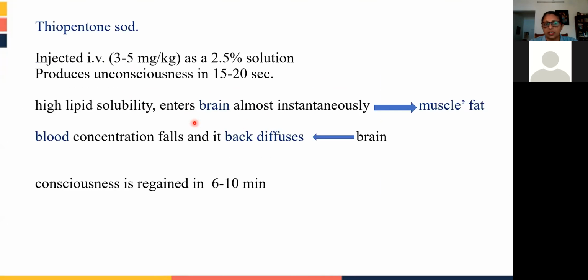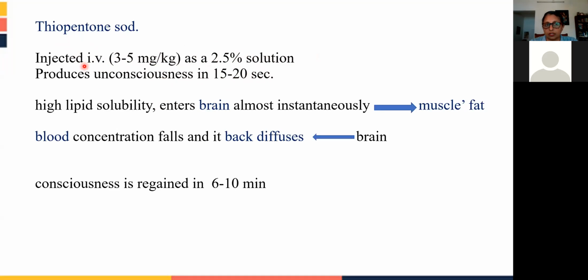Other features: the usual dose is 3 to 5 milligram per kilogram as a 2.5% solution. Those who want to become an anesthetist should know the dose, 3 to 5 milligram per kilogram as a 2.5% solution. When we are injecting, the patient will be unconscious in 15 to 20 seconds.